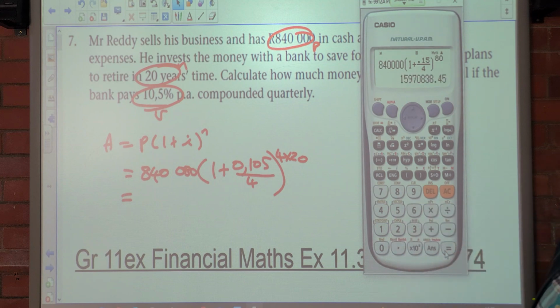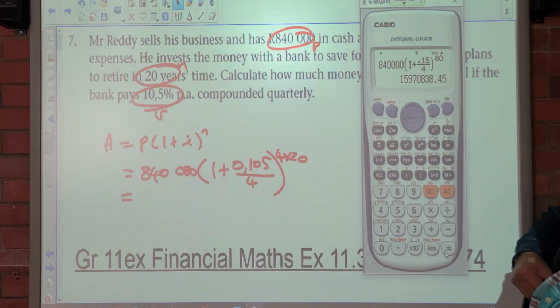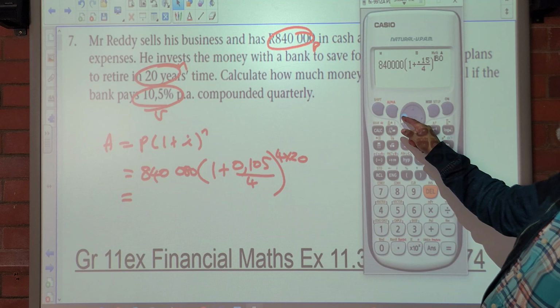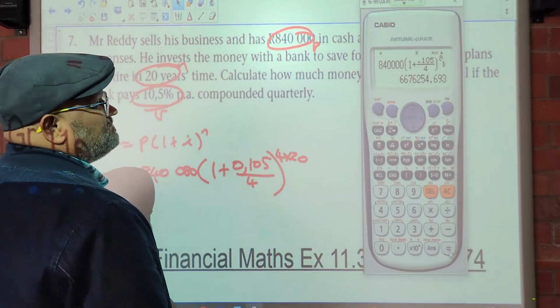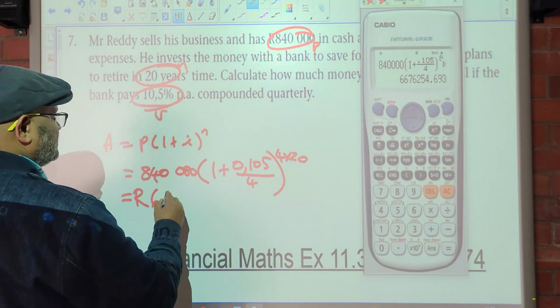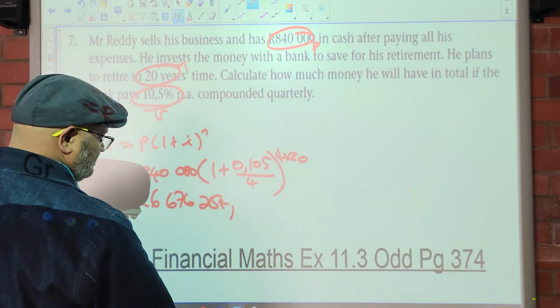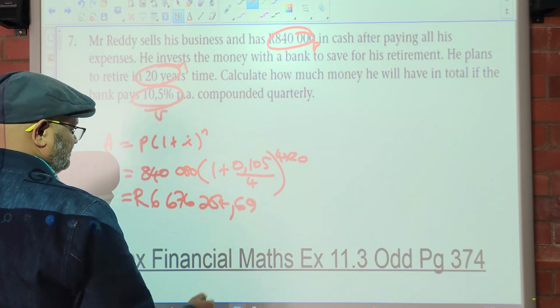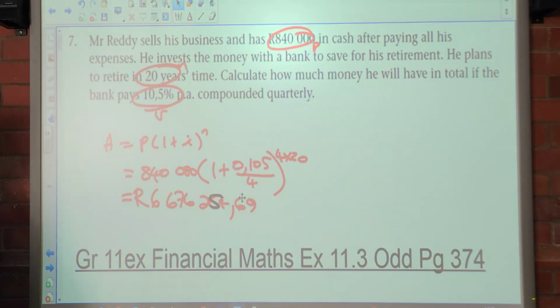Yes, it's supposed to be one zero less. Sorry? 0.105, sir. Oh, 0.105, I typed it in wrong. It comes to 6,676,254 rand and 69 cents. So far, any confusion there, people? No? Not yet?